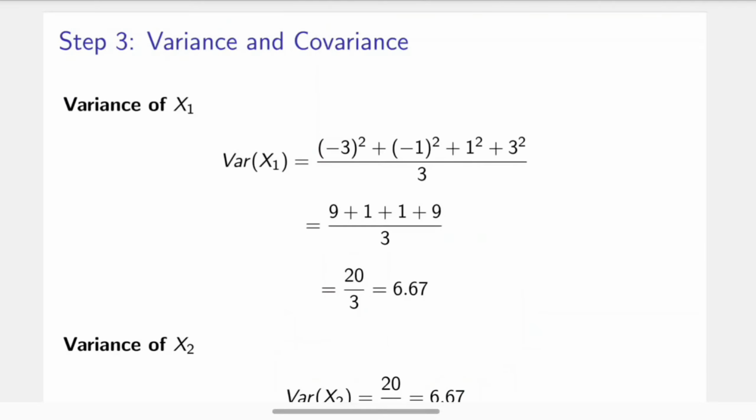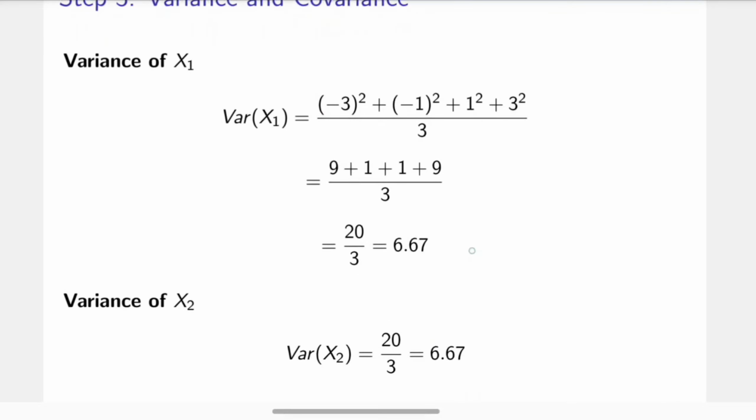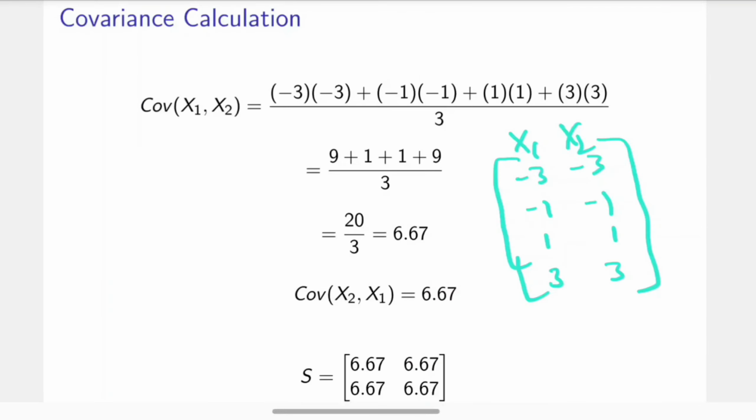Now we calculate the variance. Variance tells how much the data spreads. Here both study hours and assignment marks have similar variance, 6.67. The formula uses n minus 1, which is what you need to remember. The variance of x2 is 6.67 and the variance of x1 is also 6.67. That means both features carry equal spread of information.